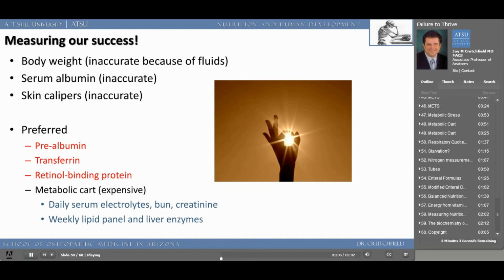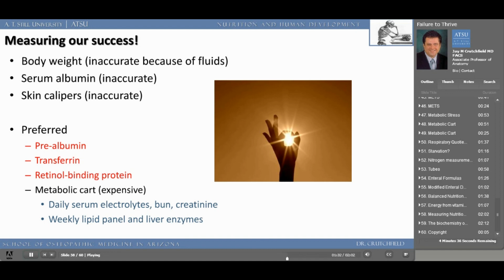The preferred method to measure success in helping someone who is nutritionally repleted is to measure their serum prealbumin, transferrin, or retinol binding proteins. These are readily available. All hospitals offer them, and they're relatively inexpensive. You could also do a metabolic cart study, but they're usually pretty expensive, and not all hospitals have them.